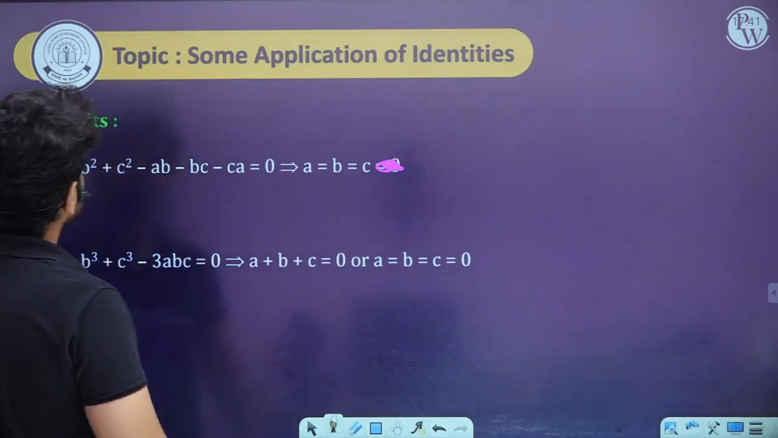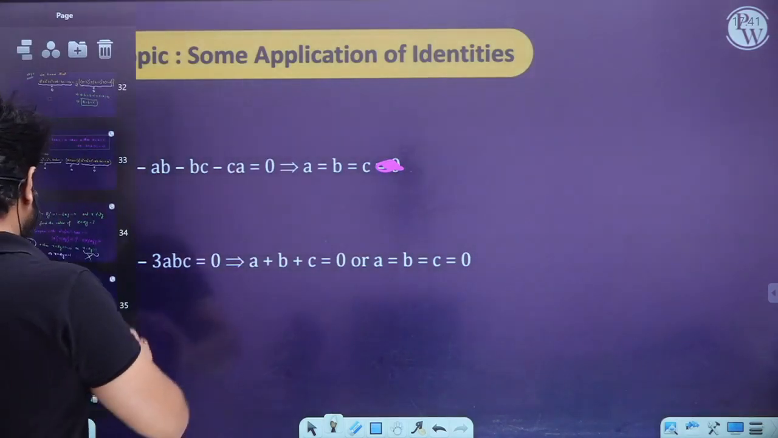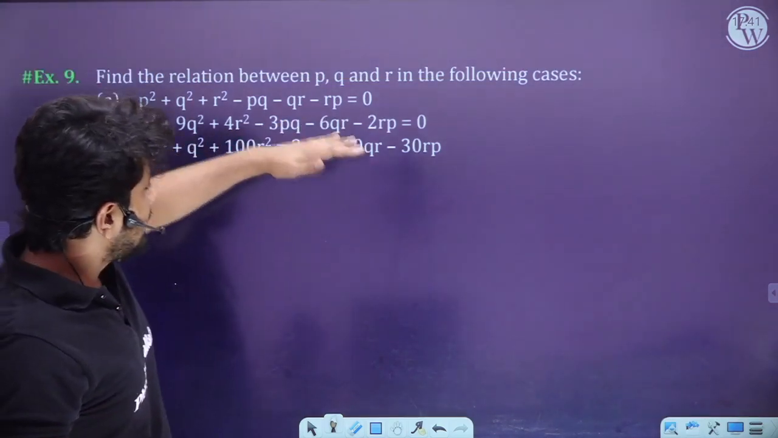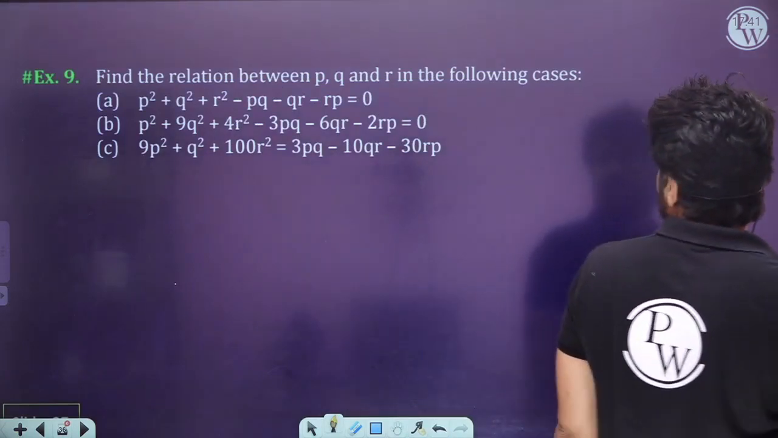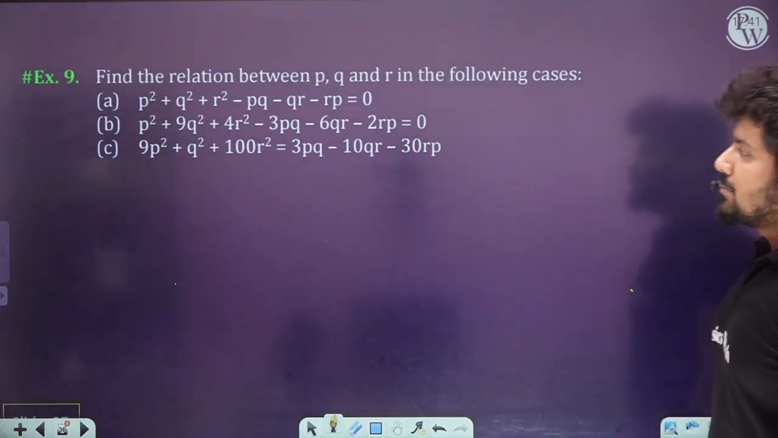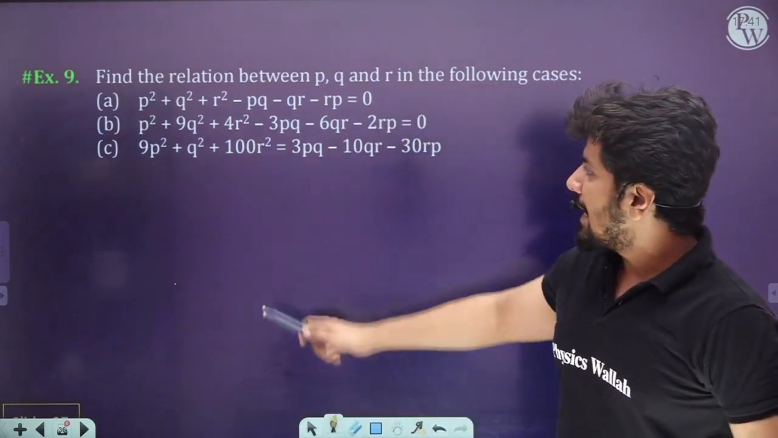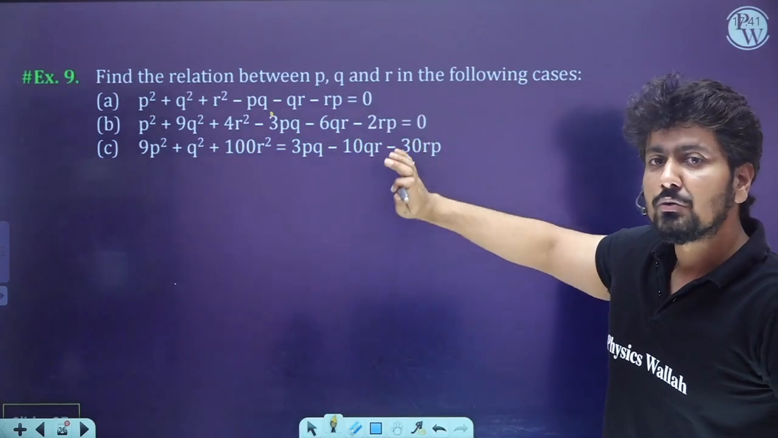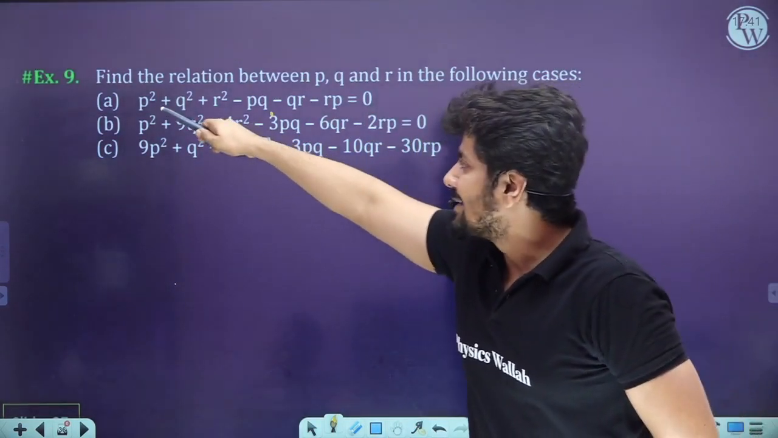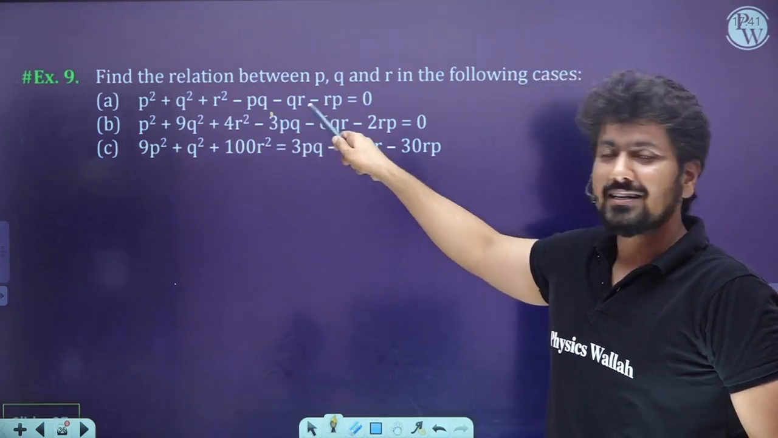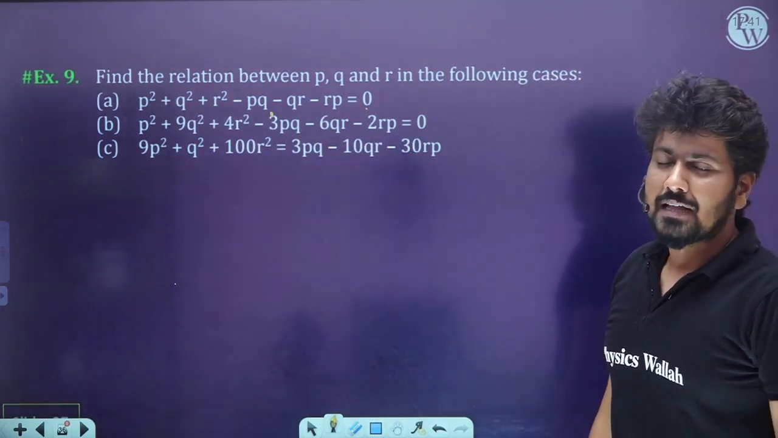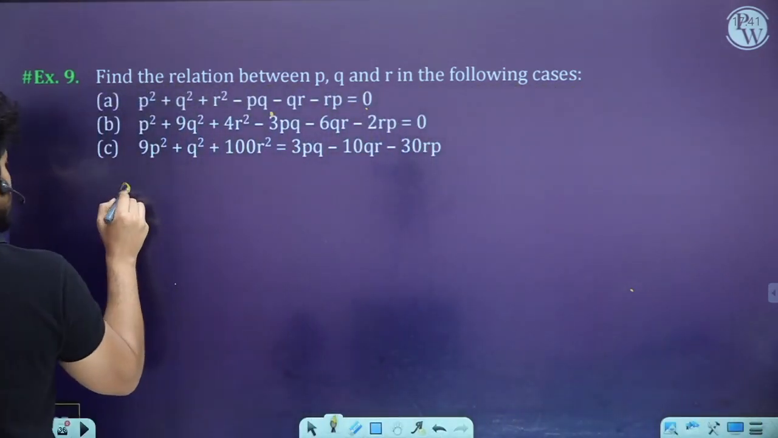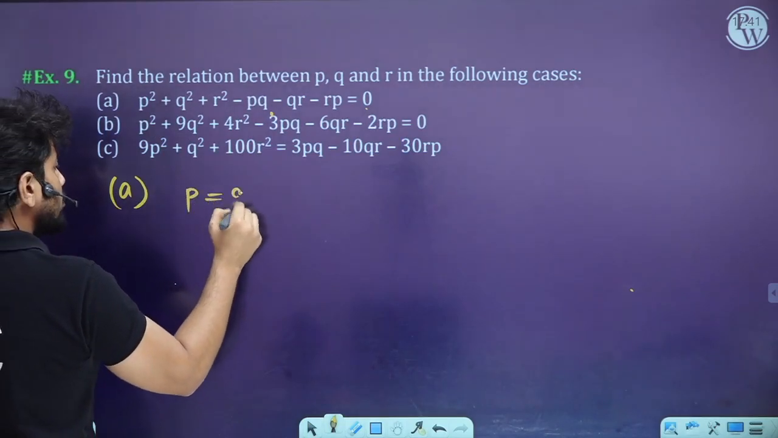Right? Let's do some last few questions, and then we are going to wrap up this session. Find the relations between P, Q and R in the following case. The first case, what is the relation between P, Q and R? Here we have P square plus Q square plus R square minus PQ minus QR minus RP is equal to 0. So this is the same format, A square plus B square plus C square minus AB minus BC minus CA equal to 0. If that is equal to 0, we say that A equal to B equal to C. So in the first one, we say P equal to Q equal to R.